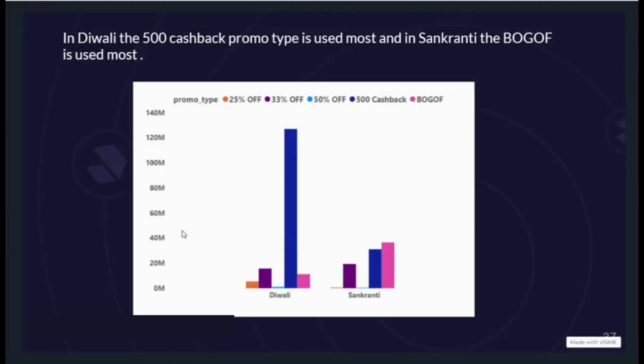So the last thing is, in Diwali the 500 cashback promo type is used most, and in Sankranti BOGO is used most. As you can see, the blue bar shows the 500 cashback. So in Diwali, the 500 cashback promotion is used most by our customers, and in Sankranti BOGO is used by the customers. So as you can see, people prefer 500 cashback and BOGO promotion types.